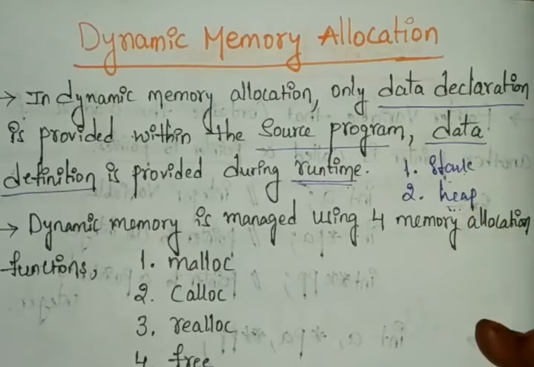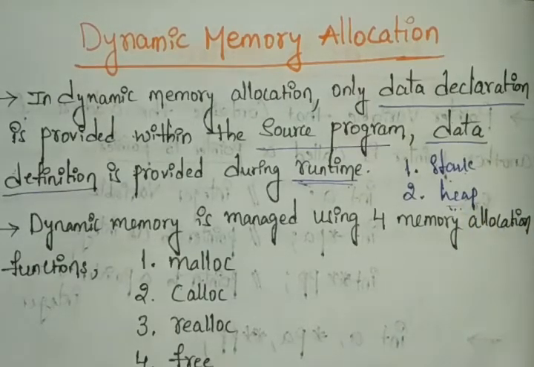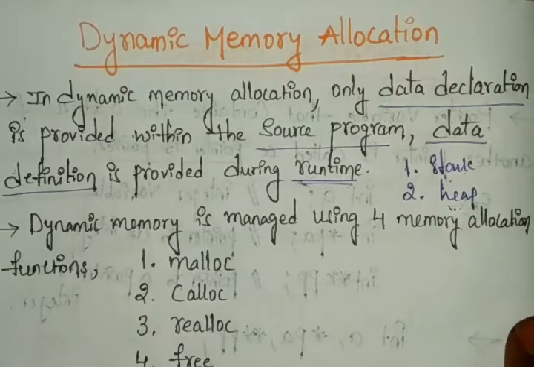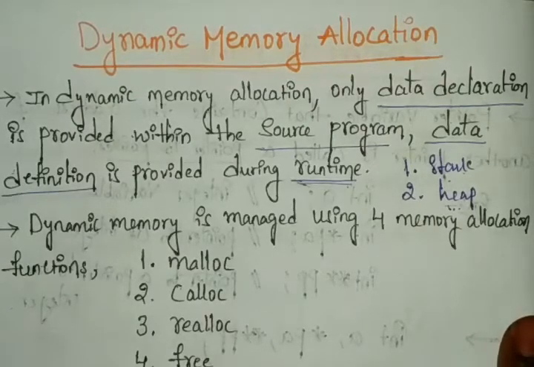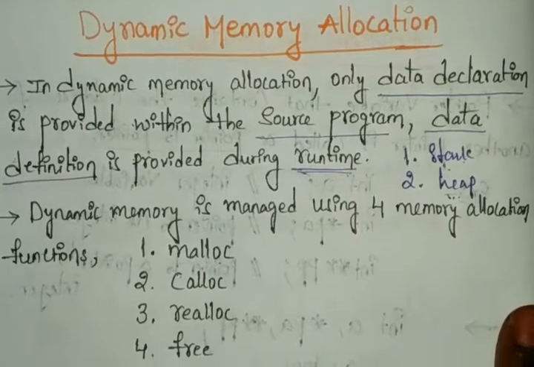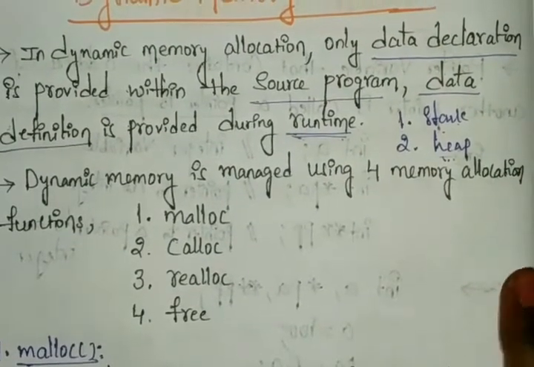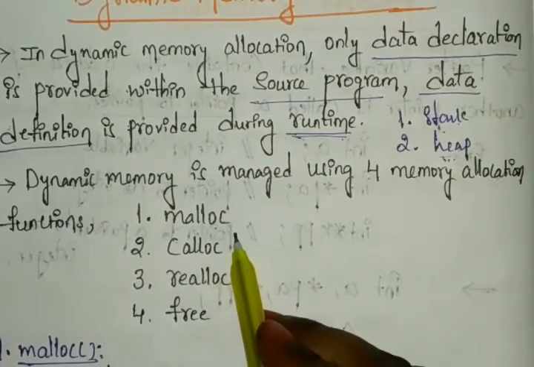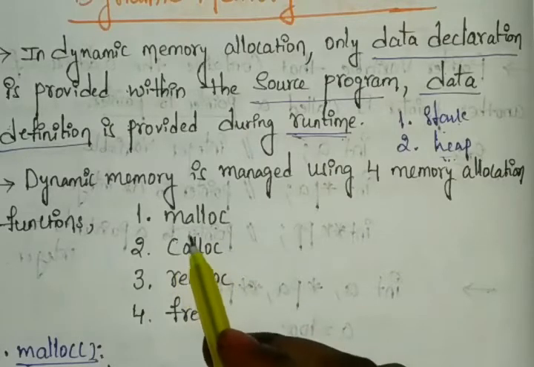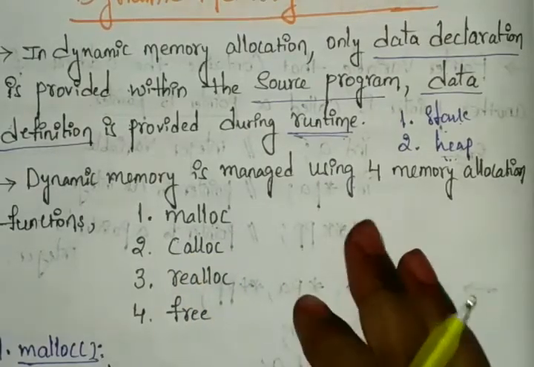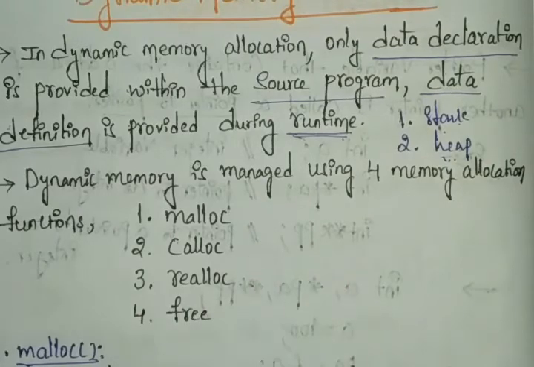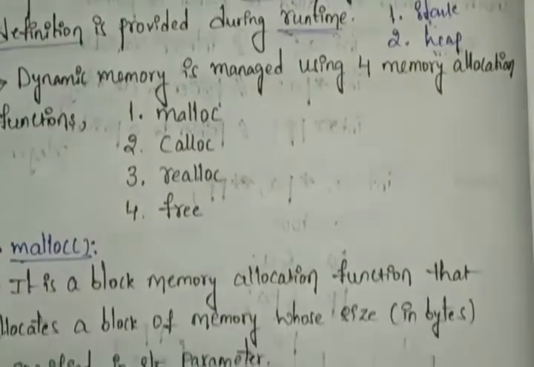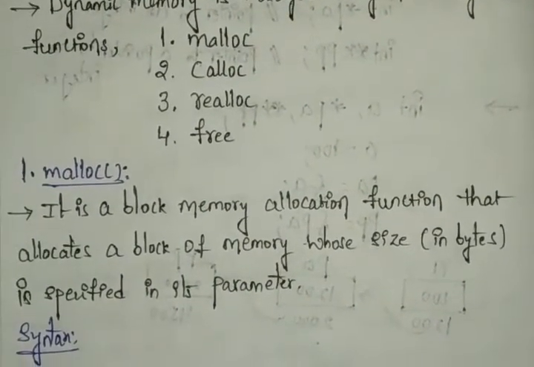Here we have some functions to perform with dynamic memory. By using them, we can manage memory allocation in our program. There are a total of 4 types: malloc, calloc, realloc, and free. Alloc means allocation, and m means memory allocation. Like that, we can perform the functions of dynamic memory allocation. Let's start with the first one, malloc.